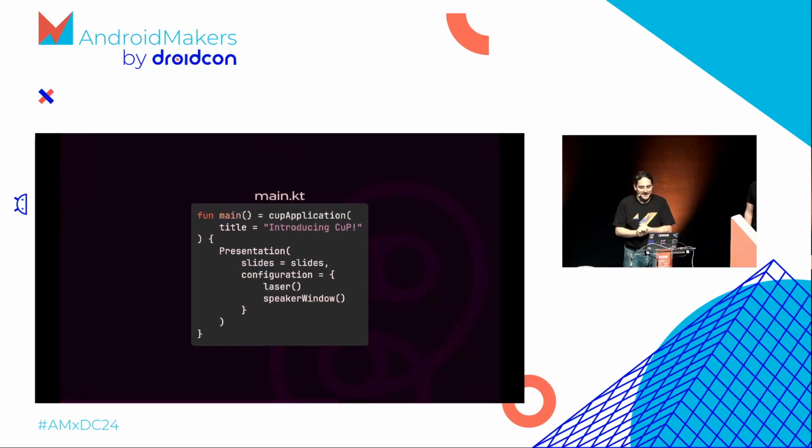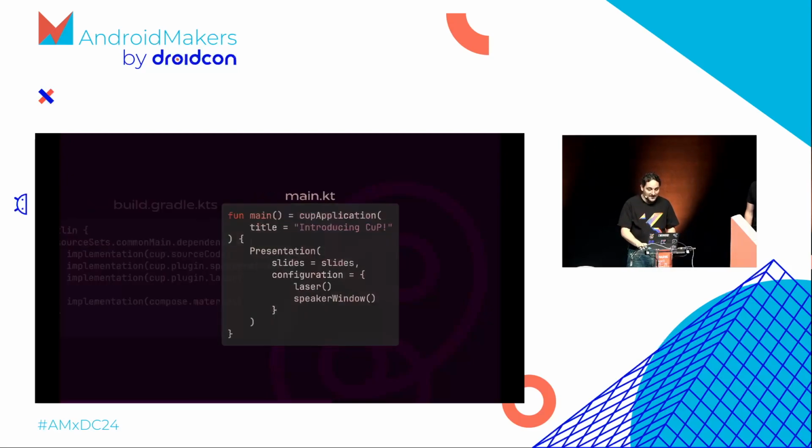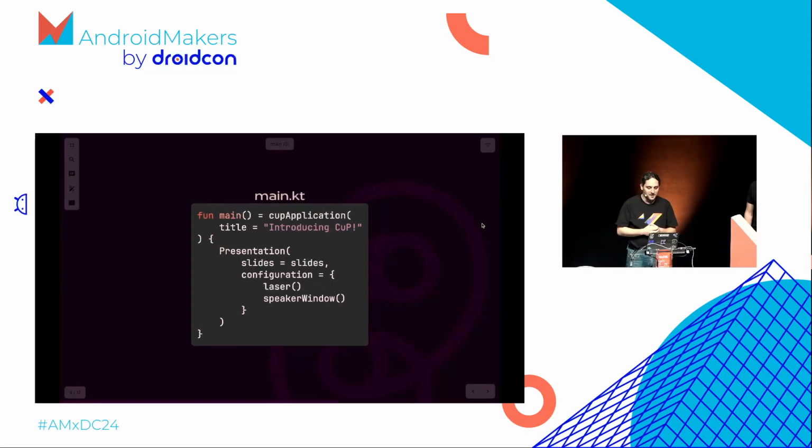And then you create your main KT, and a main KT is a really simple function. It's a CUP application which will handle for you the creation of the window, the resize, the fact that the window resizes, the fact that the keys work on this window, and etc. And then you create a presentation, you give it some slides and maybe some configuration. And voila, you have your speaker deck.